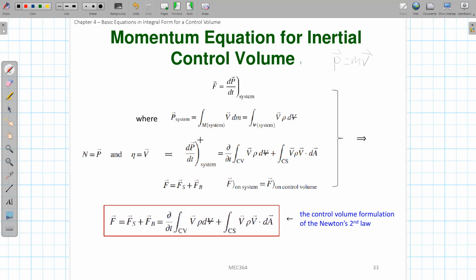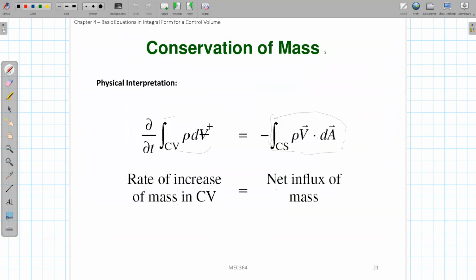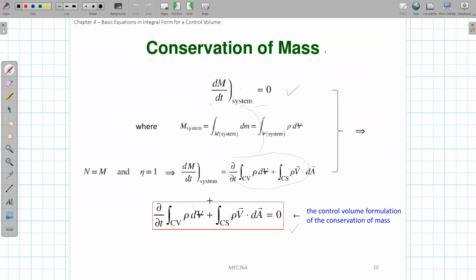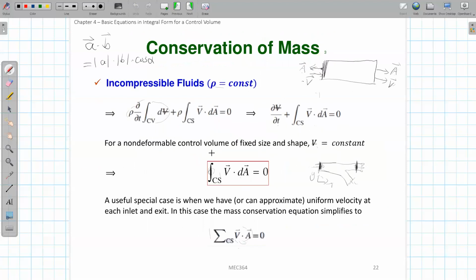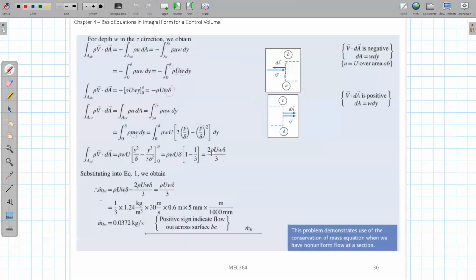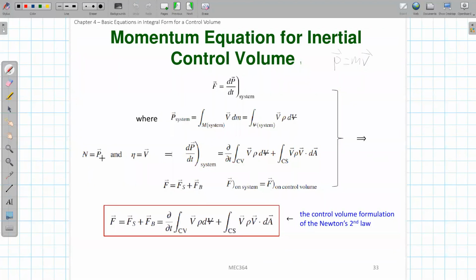Now recall the differential correlation we just derived in the last class, this one here. This is the correlation between the differential in a system and the differential of the conservative quantity in a control volume. Now let N equal P, and let eta equal v. Both P and v are vectors. So let's make N the linear momentum, and eta the velocity vector.